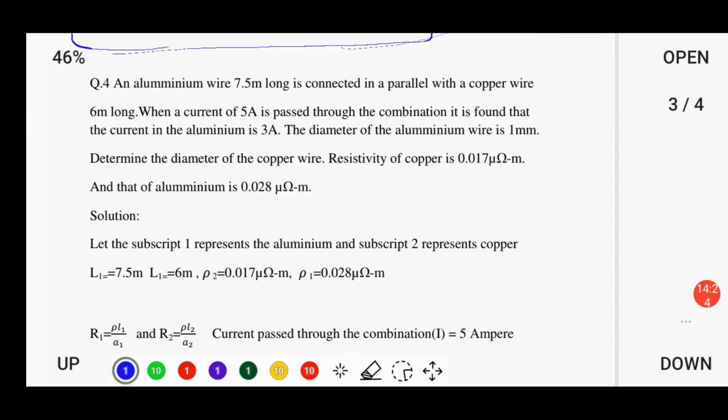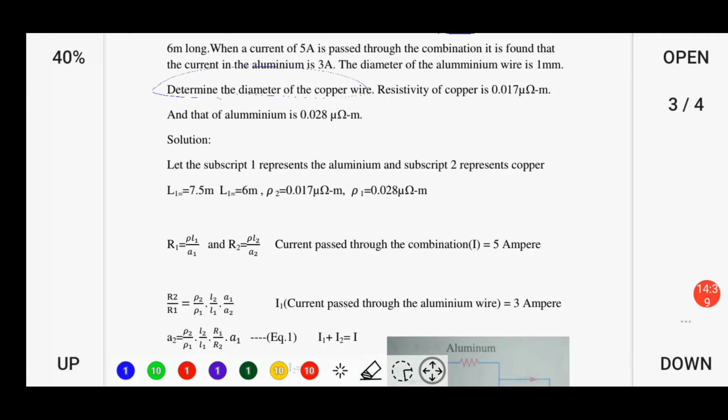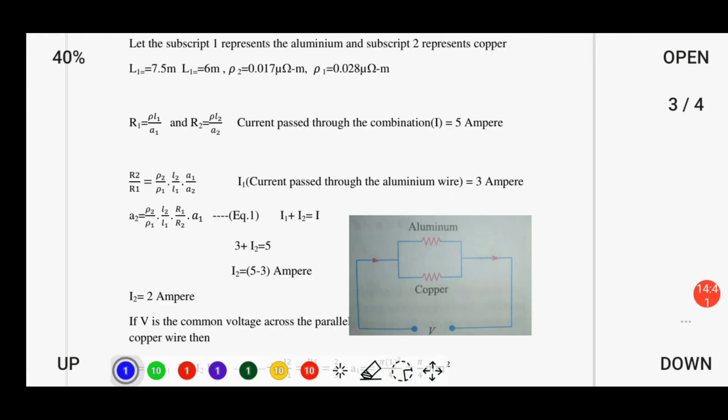In it we have to find out the diameter of a copper wire. But first of all, see what quantities are given here. An aluminium wire 7.5 meter long is connected in parallel with the copper wire. It is a parallel combination like this: here is the aluminium wire and the copper wire, both connected parallelly with each other, and a potential difference of V is applied across them.